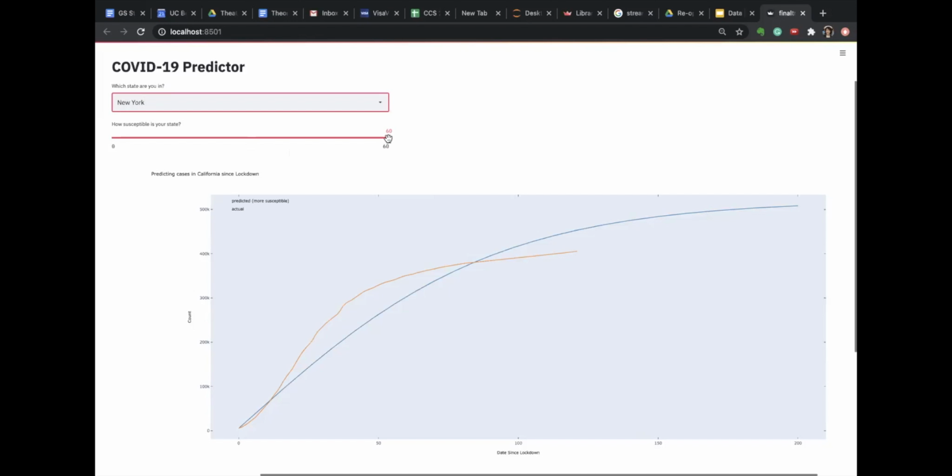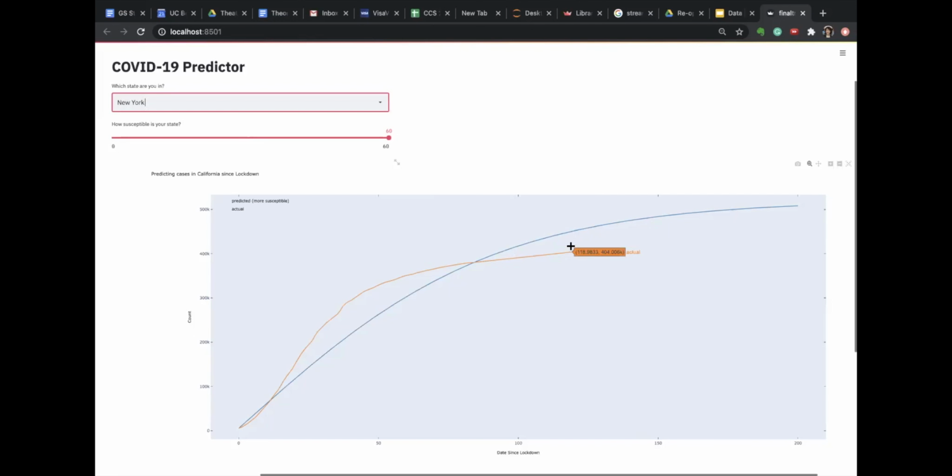And so if we have a 60 out of 60 susceptible rate for New York, our model doesn't do a perfect job of predicting the cases. As you can see, for the early days since lockdown, our model underestimates the actual number of cases. And as the lockdown increases, so after like 100 days in lockdown, our actual number is below our predicted. So our SIR model overestimates the number of cases.